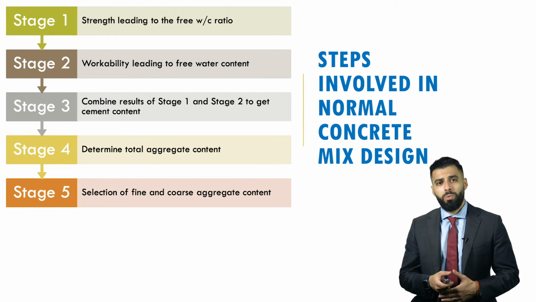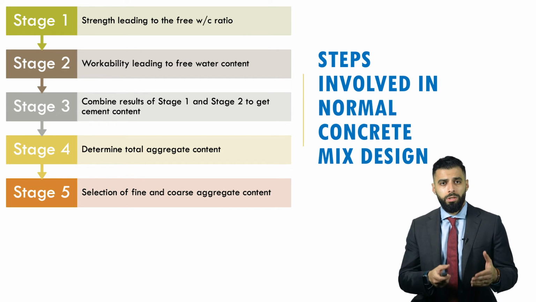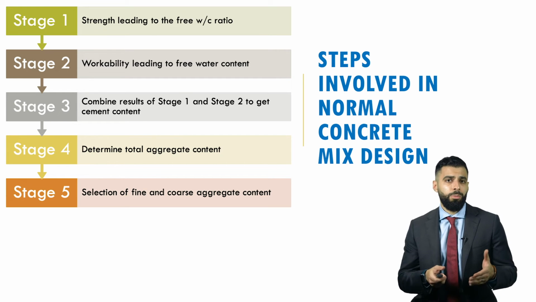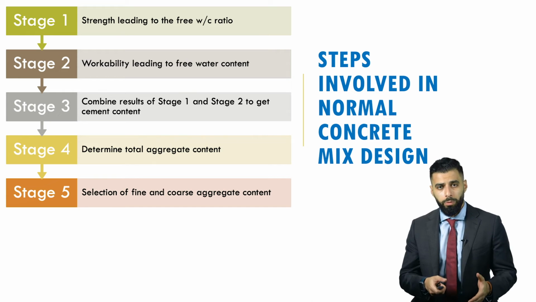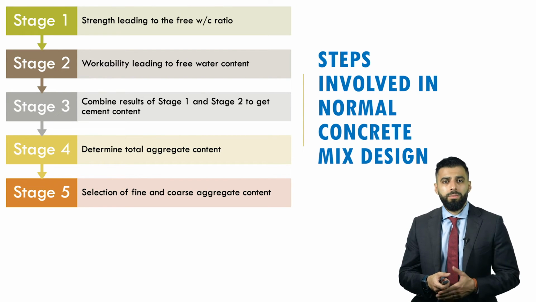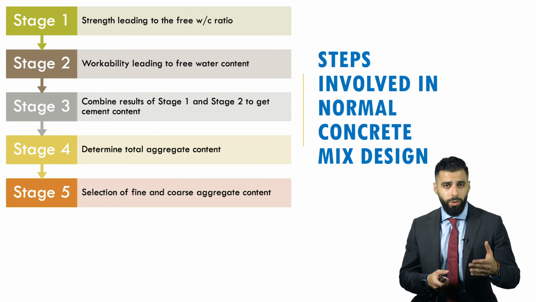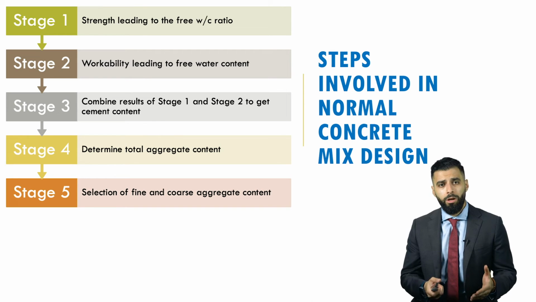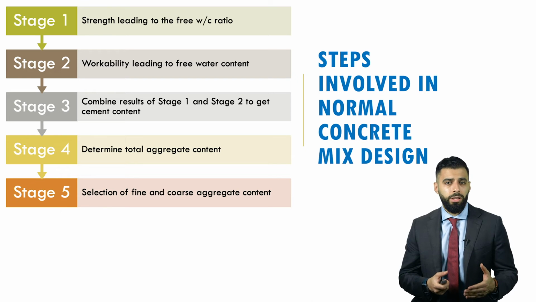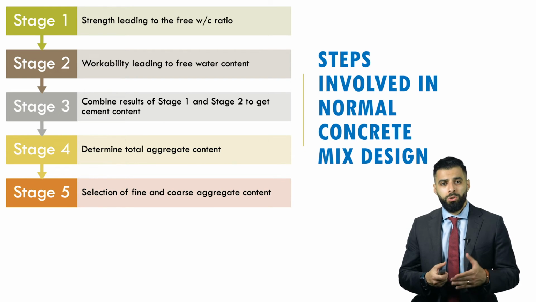Stage number two is where you use the input of workability to get the water content in the mix. Workability would have to be provided again by your client, and based on the desired workability level, you would get the water content that would be used in the concrete mix. Stage number three is the combination of stages 1 and 2, and that would yield the cement content. In stage number 4, you would determine the aggregate content in the mix. And then finally, stage number 5 is associated with categorizing the content of aggregates from stage 4 into fine and coarse aggregates.